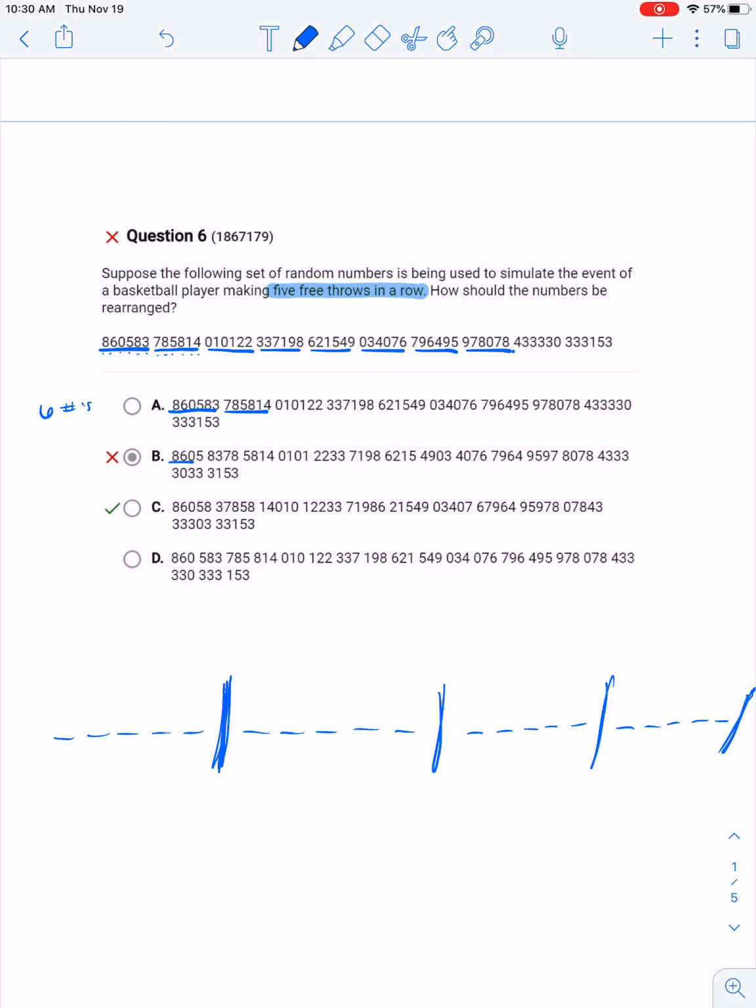So 6 numbers, 6 numbers. This one has 4 numbers, then the next 4 numbers, then the next 4 numbers, then the next 4 numbers. So that can't be right. This one has 5, 5, 5, 5. So each of those has 5 numbers, and this one has 3 numbers.